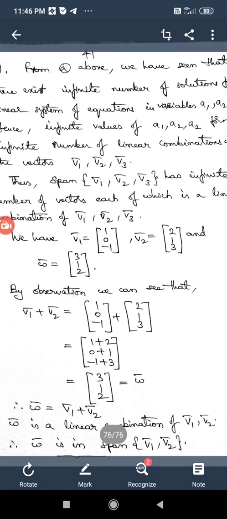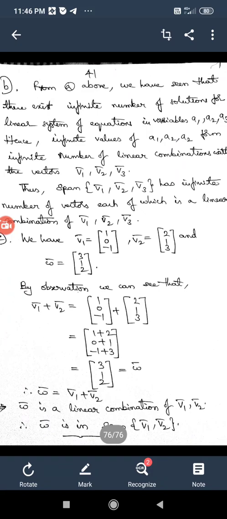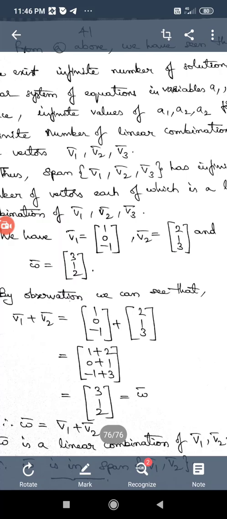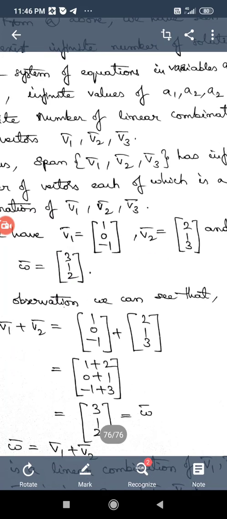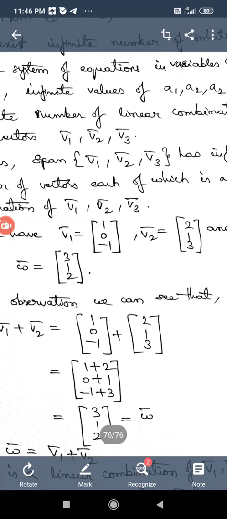Now the last bit, the C bit, says we are asked to find whether W bar is a linear combination of the vectors v1, v2. Now let us see, consider v1, v2, the given vectors; W bar is also the given vector. By observing the vectors v1, v2 and W bar, we can understand that when we add v1 bar plus v2 bar, we get the vector W bar itself.